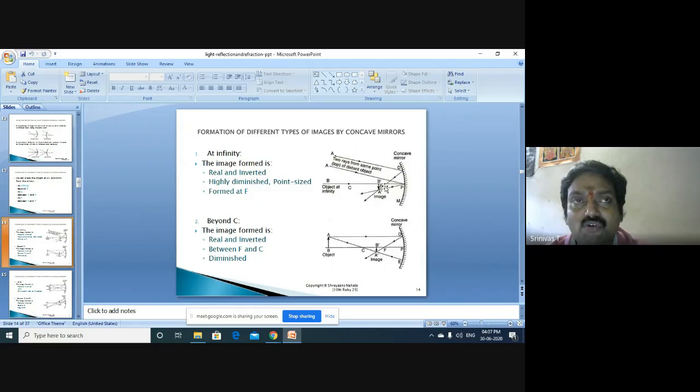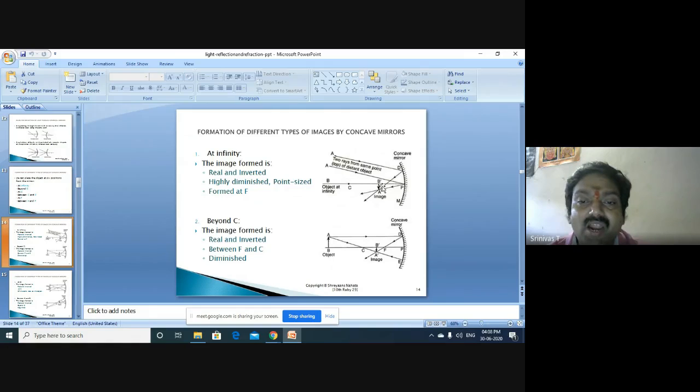Now that is the case. Therefore the nature of the image is real, inverted and highly diminished. That's what we have to observe. So when an object is at infinity, a very small, diminished image is formed, almost point sized, and it is formed exactly at the focus, because parallel lines, once after reflection, converge at the focus. So at F, exactly at the focus, we can have its image. That's how, based on the rules of reflection, we can get this.